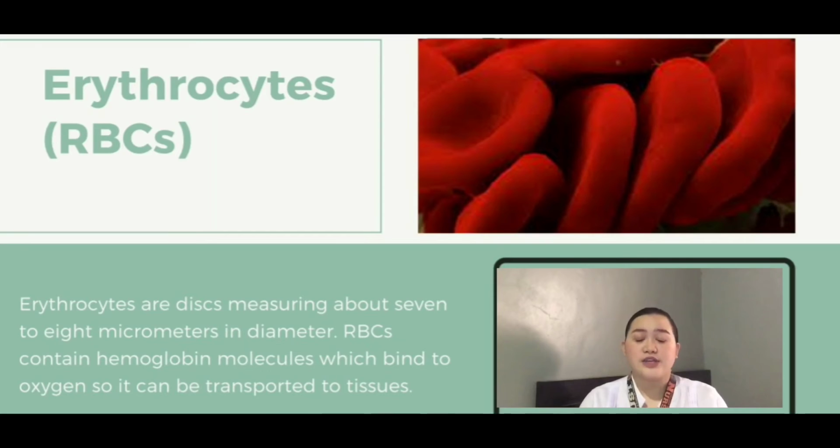The red blood cells or erythrocytes measure about 7 to 8 micrometers in diameter. They contain hemoglobin molecules which bind to oxygen so it can be transported to tissues. And the mature RBCs lack a nucleus and organelles and have no nuclear DNA.